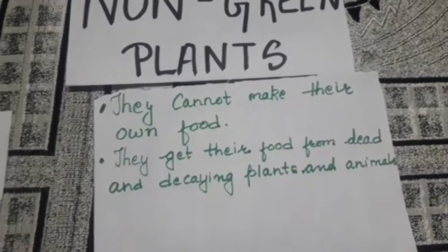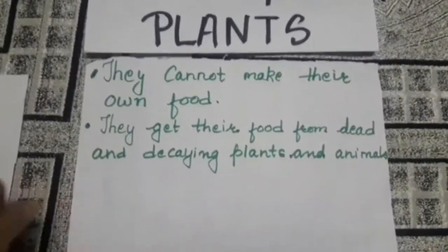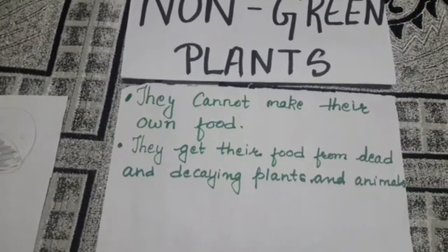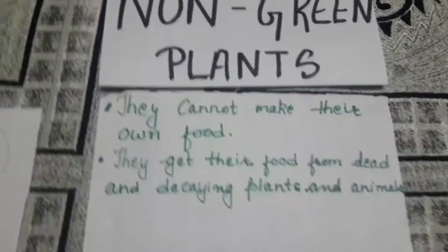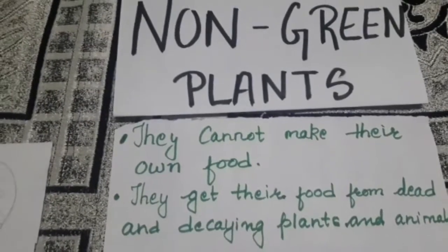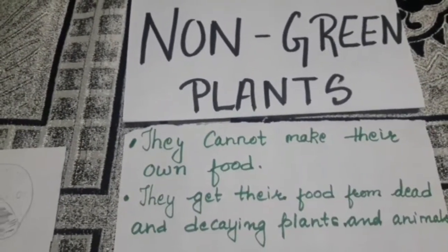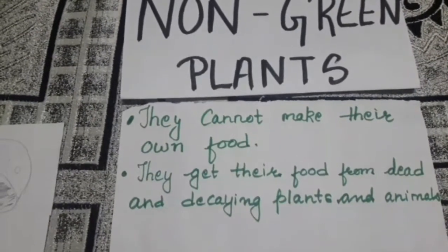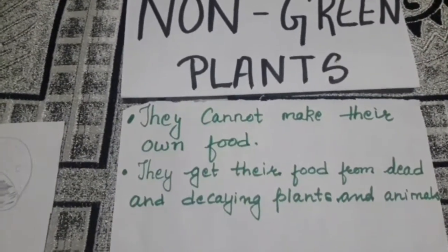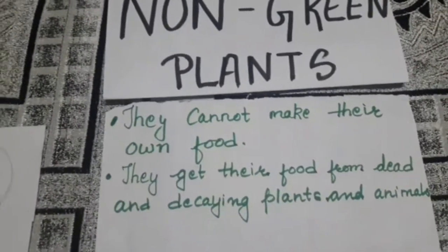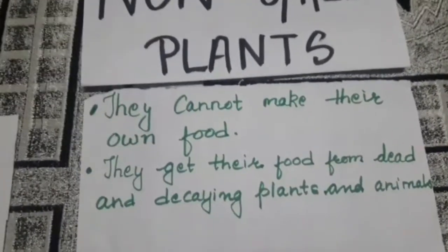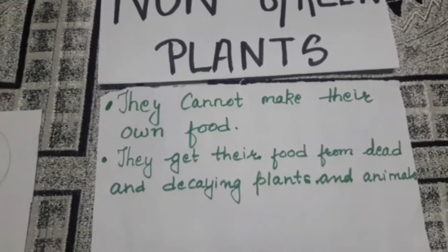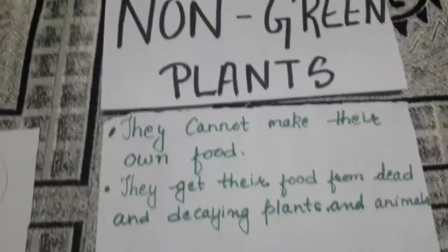In non-green plants, we learned that they cannot prepare their own food. Like the ones we learned about just now, they are known as parasitic plants. They are non-green plants, and what do they do? They have yellow thread-like structures which climb from stem to stem and branch to branch of other plants in search of food. So they are the parasitic plants.